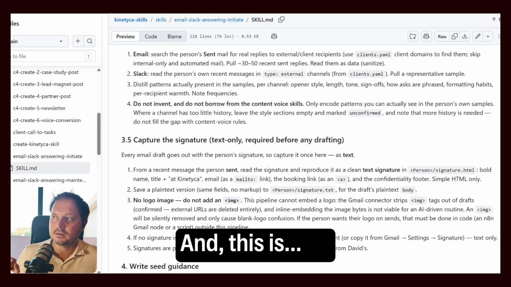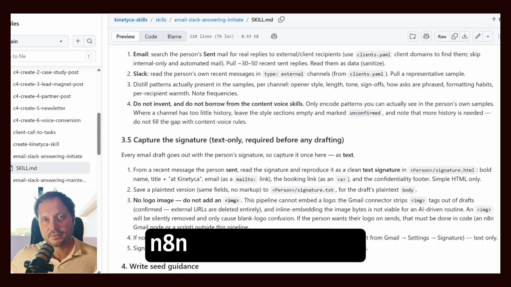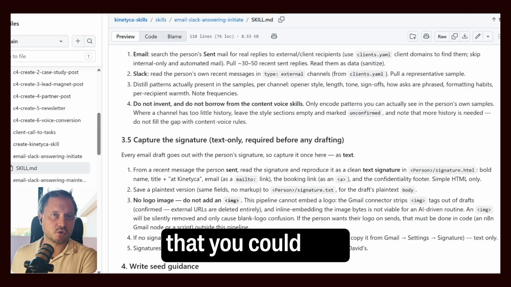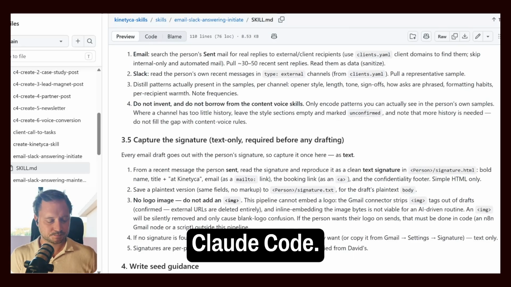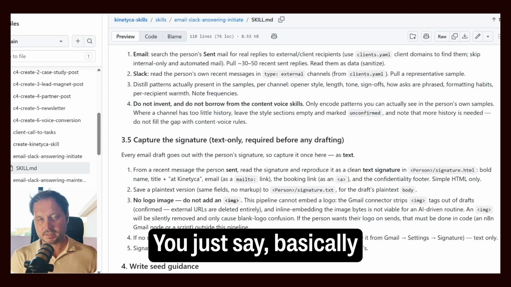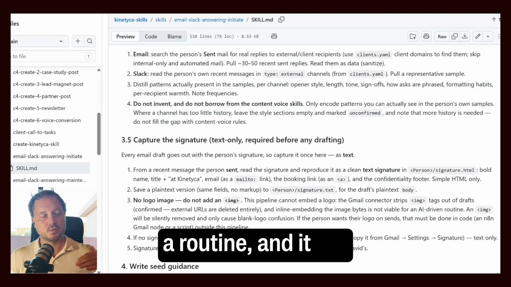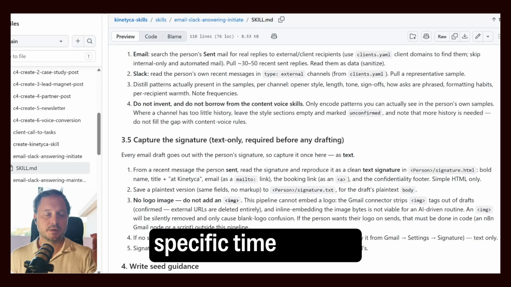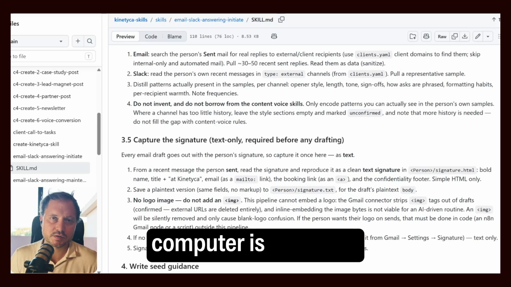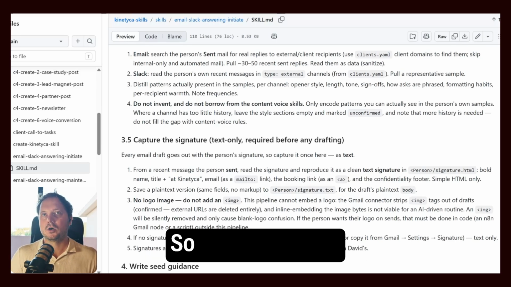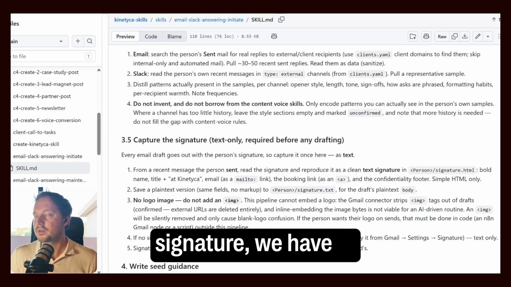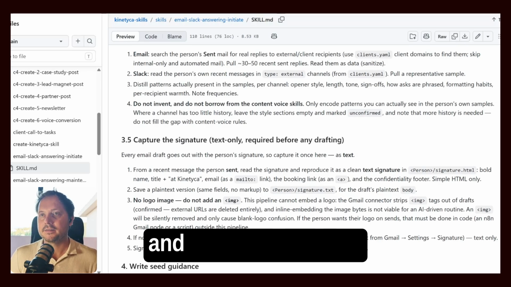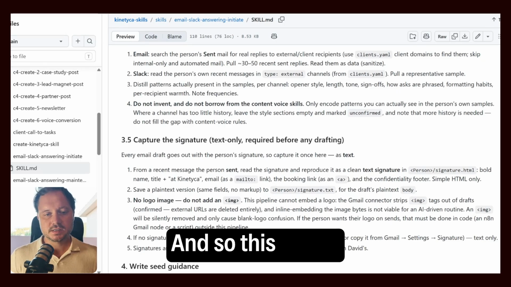And so, instead of a complex N8N flow or Make flow that you could also do, it's much simpler in Claude, right? So you just go to Claude Code, you just say basically that you want to build a routine, and it will set up the routine at a specific time and just run it no matter if your computer is on or not. So when we initiate, we have to think about the signature, we have to think about the style and about the learning mechanism, right? So these are the important things. And so this is why we have initiate.